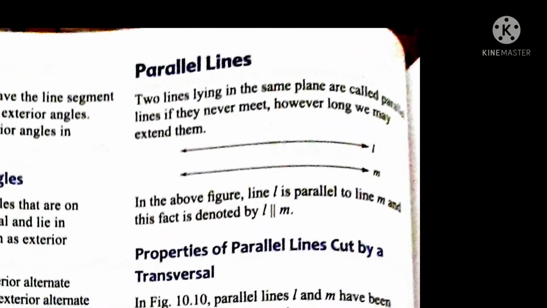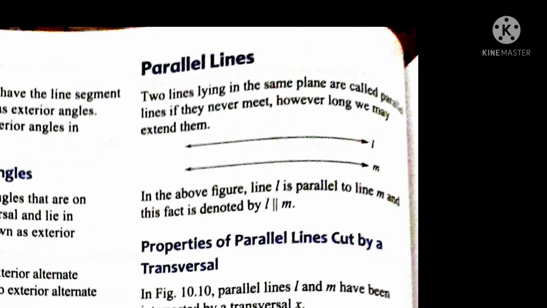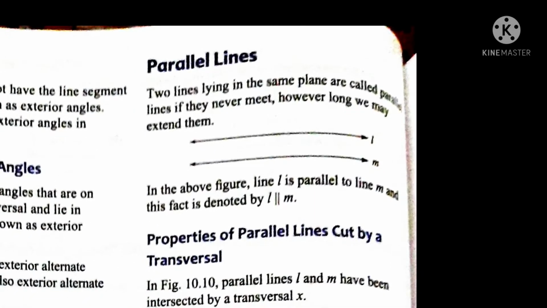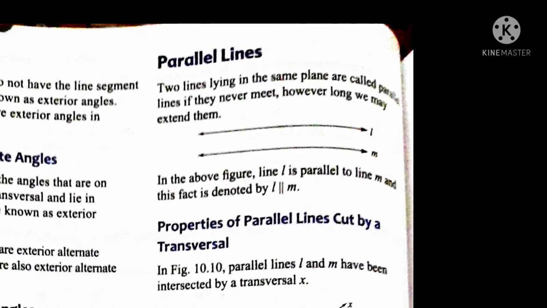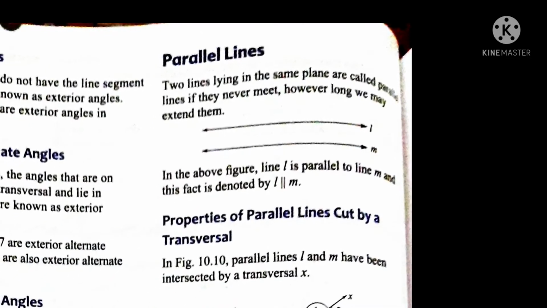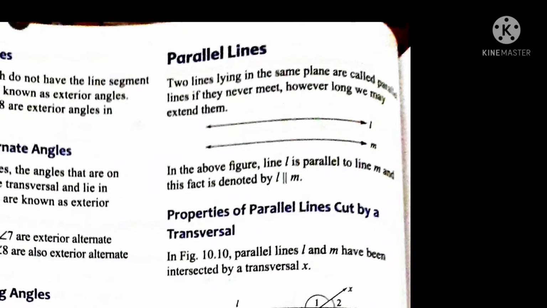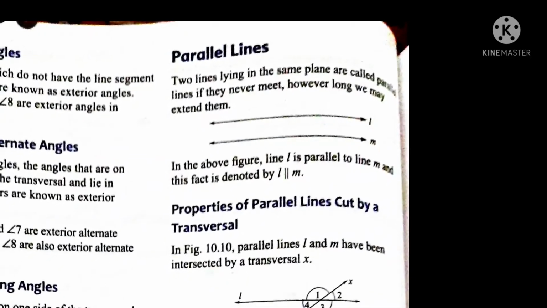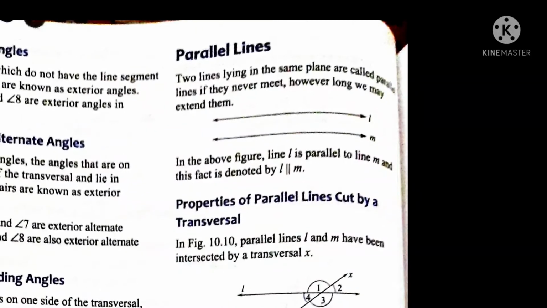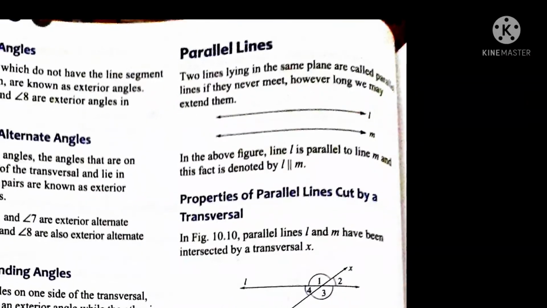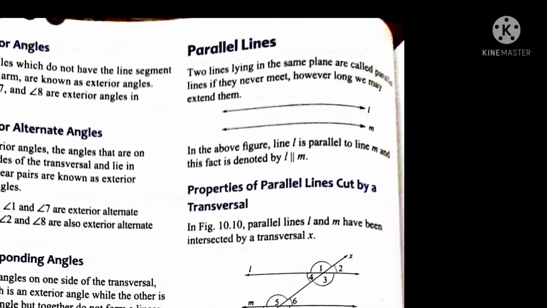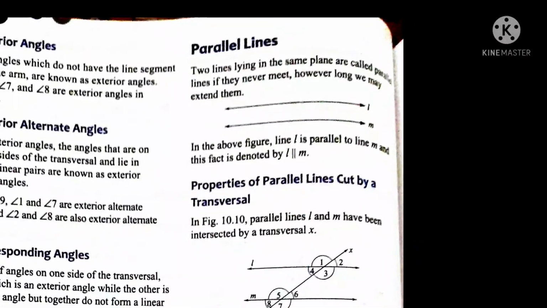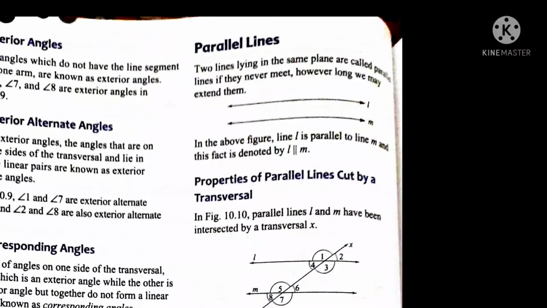Next topic is parallel lines. Two lines are called parallel if they never meet each other. So you can see in this diagram L and M are parallel to each other and there is a symbol of parallel. You can see L parallel M. So you have to write two vertical lines for symbolizing parallel lines. Okay. So next is the properties of parallel lines cut by a transversal.